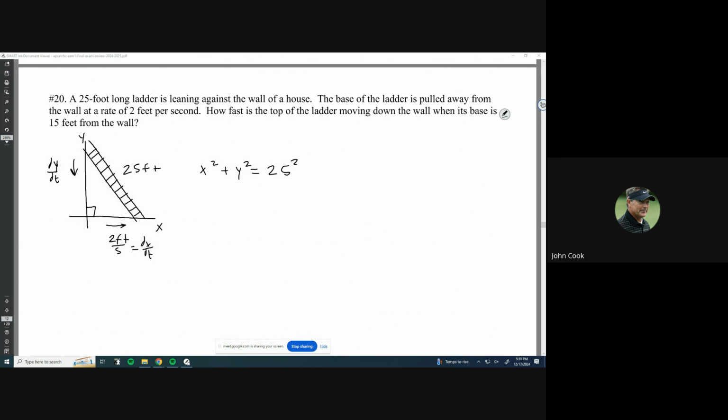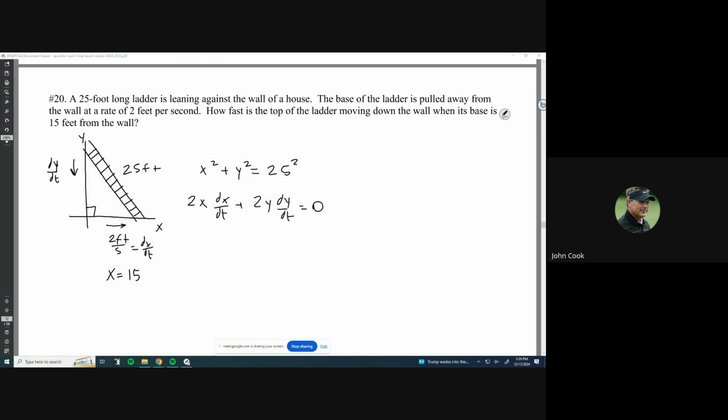We want to find how fast the ladder is moving down the house when the base is 15 feet from the wall. In other words, when x is equal to 15, that's the specific moment we're talking about. In a related rates problem, usually you get an implicit differentiation problem: you take the derivative with respect to time, then plug stuff in and solve. So the derivative of x squared is 2x dx/dt, because we're taking a time derivative, and y squared becomes 2y dy/dt. The derivative of a constant, even 25 squared, is still 0.